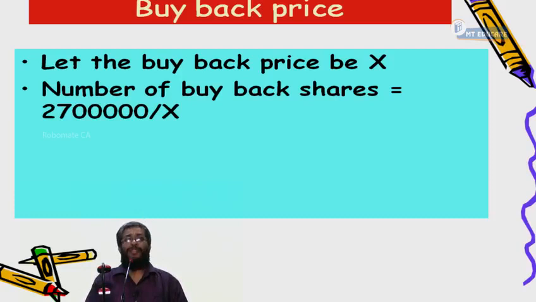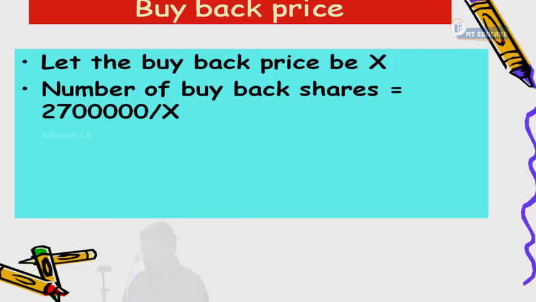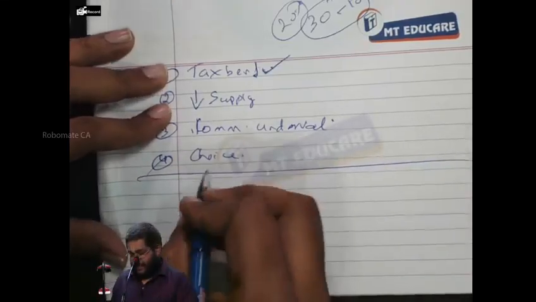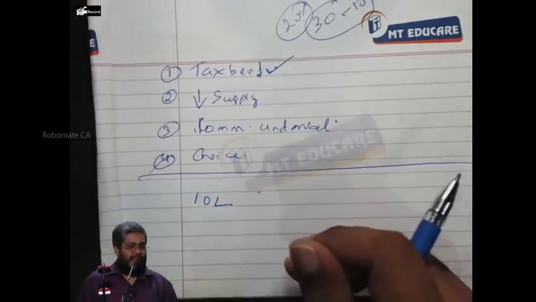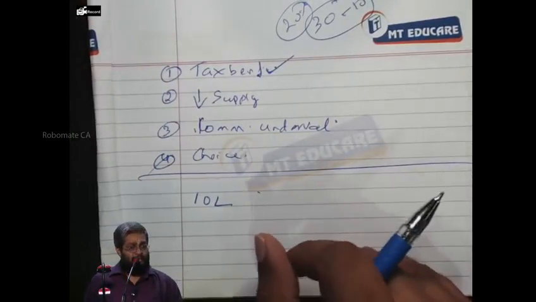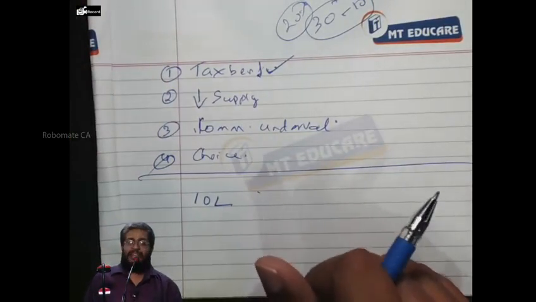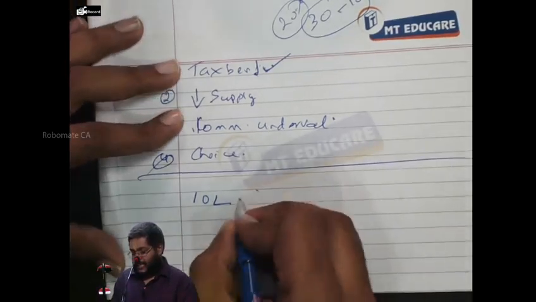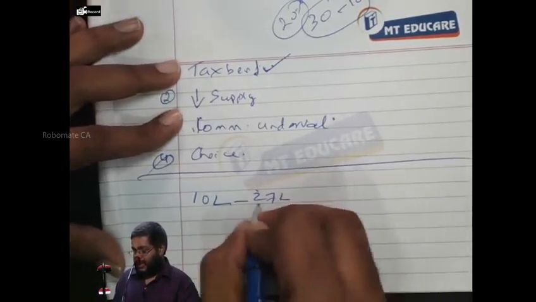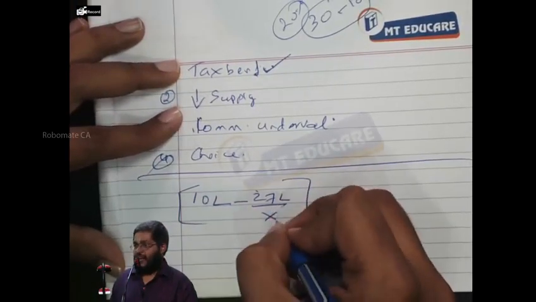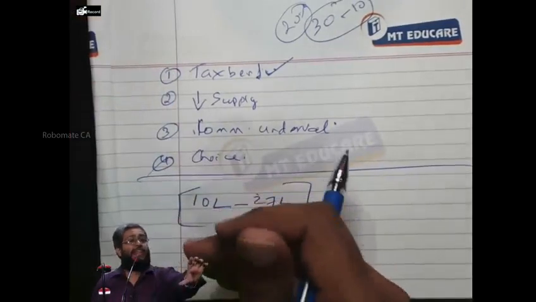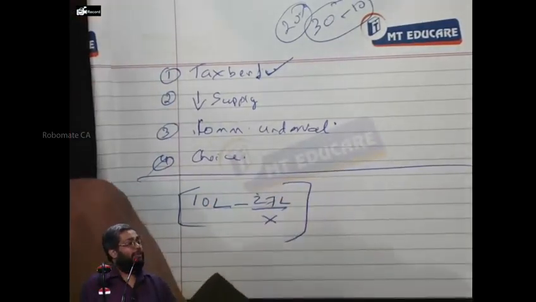I'll put the next line, but let me discuss it first. Now the company has how many shares? 10 lakh shares. That is the current number of shares. After buyback, will it be more or less than 10 lakh? Less. The number of shares bought back is 27 lakhs divided by X. So 10 lakh shares minus 27 lakhs divided by X gives you the number of shares floating in the market after buyback. Yes or no?